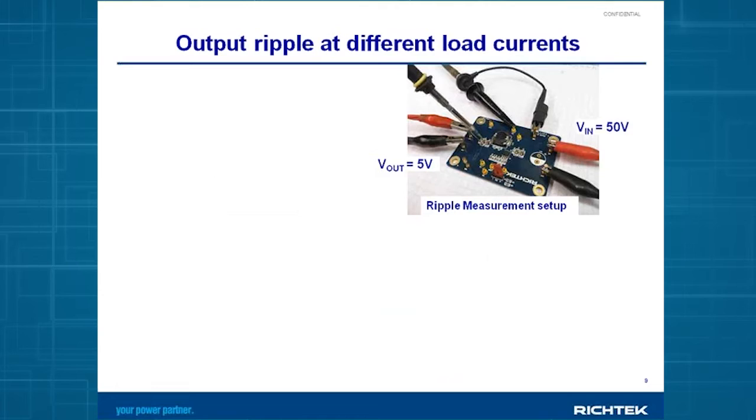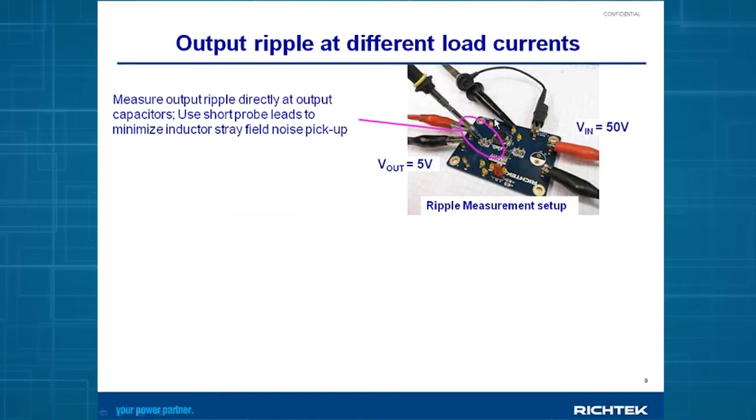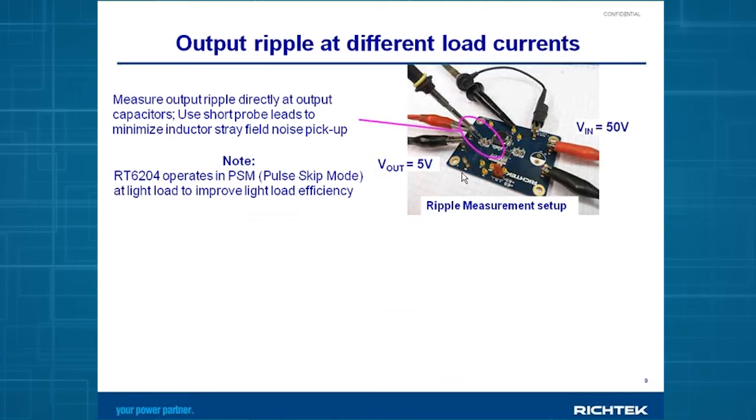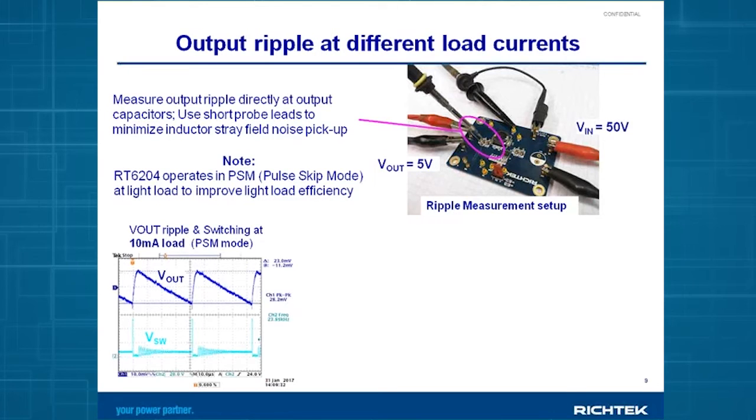Let's have a look at the actual measurements of this evaluation kit. Here I look at the output ripple measurements, where I apply the voltage probe of my oscilloscope with very short leads on the output capacitor, and the short leads are needed to avoid any inductor stray field pickup that could cause an influence in my measurement. Another thing to consider is that the output voltage ripple actually depends on the load condition of this converter. If you operate in light load, you will see pulse skip mode behavior, and this will give you a higher output voltage ripple. Here at 10 milliamps load, the operation mode is PSM.